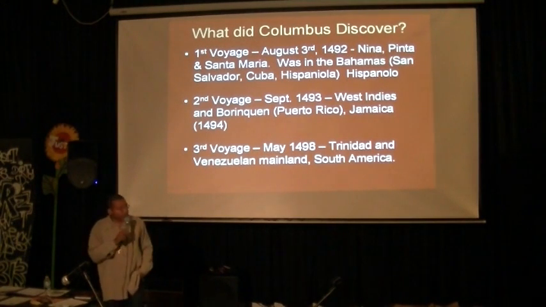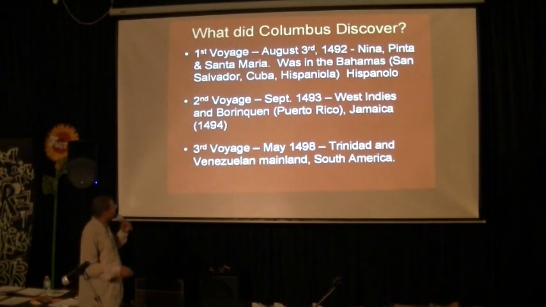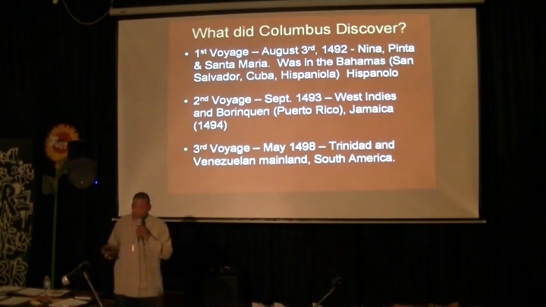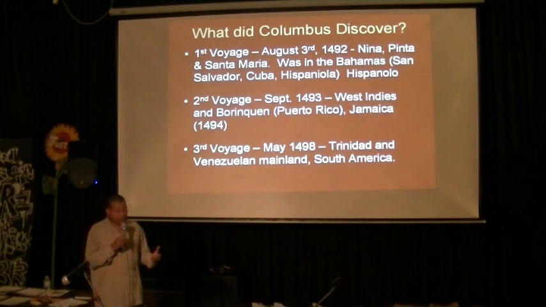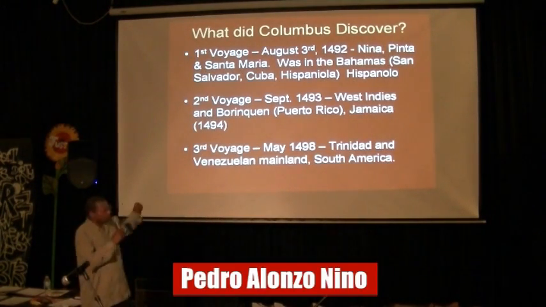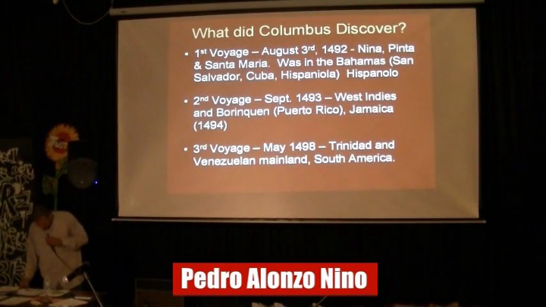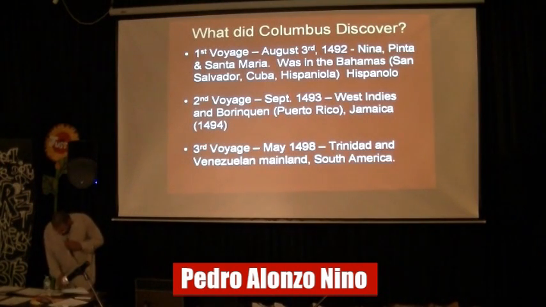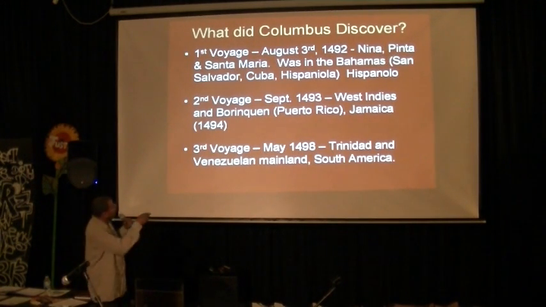All right, the first voyage, August 3rd, 1492, he sails on the Nina, the Pinta, and the Santa Maria, the three ships. He also has Moors with him on these ships. One of them was Nino Alonso Pena, and he was on one of the ships, I can't remember which one. But you have Moors on the ship.